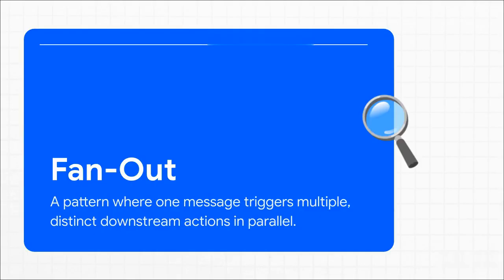Building on that idea, we have the fan-out pattern. This is like the main mail sorting room of our post office. This is where a single incoming package, or a single message, gets sorted and then sent out to trigger many, many different actions. So for example, one single order-placed event could kick off the shipping process, the billing process, and the inventory update all at the same time.